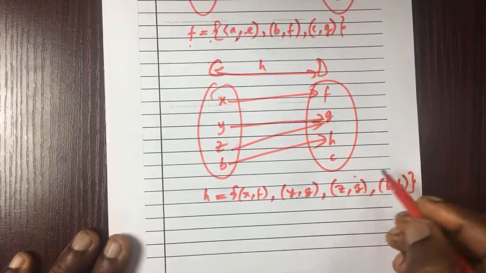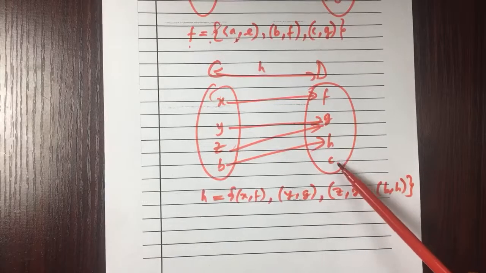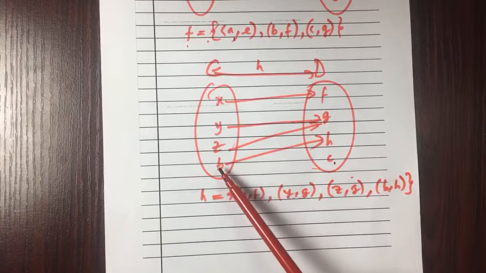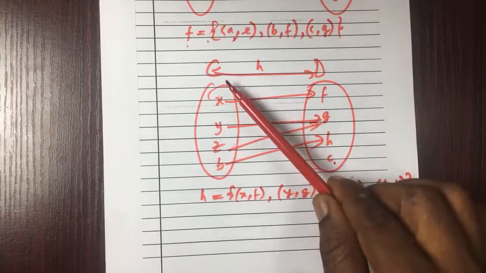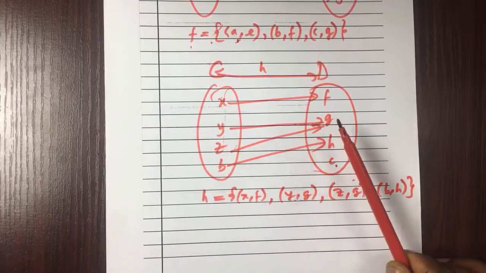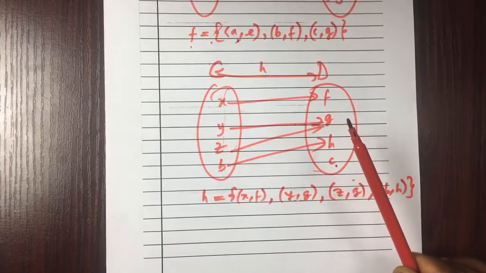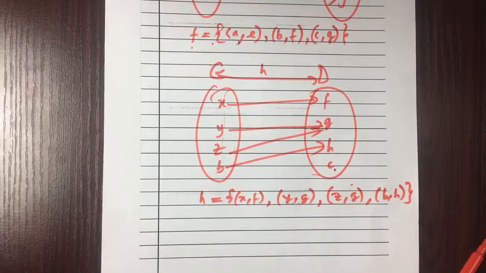Now remember, not every element in the codomain must be an image to an element in the domain. So irrespective of the fact that C has no element to which it is assigned in the domain, this is still a mapping. Remember, for a relation to be a mapping, every element in the domain must have images in the codomain, and the images in the codomain must be unique. Now, that being said, you can look at it again to understand what we've just explained on ordered pairs.